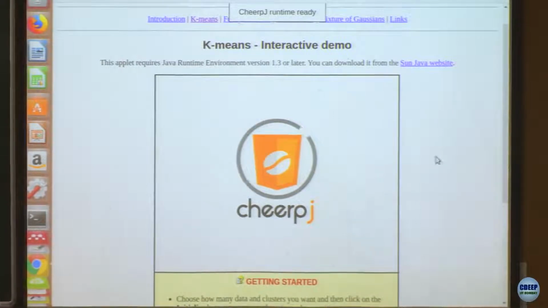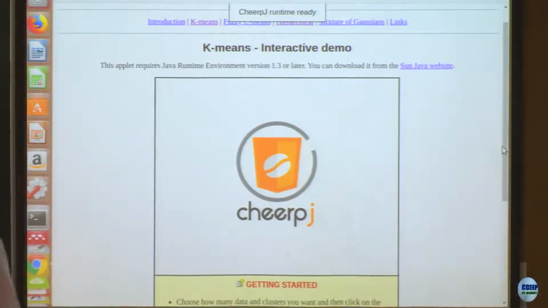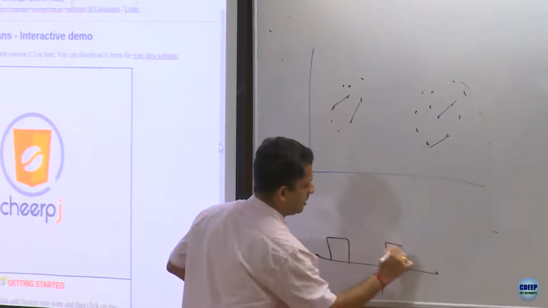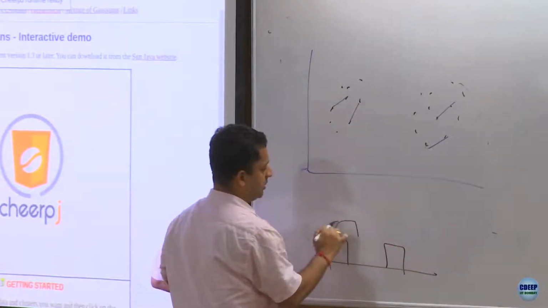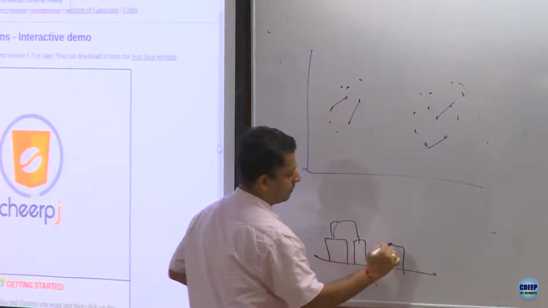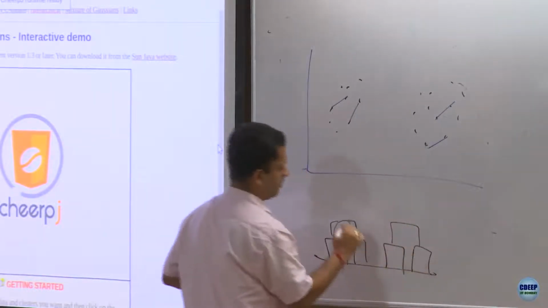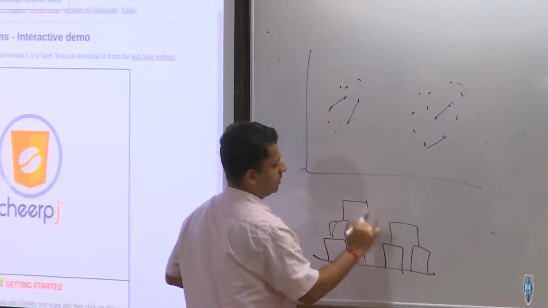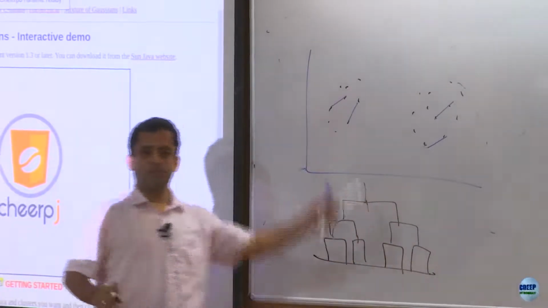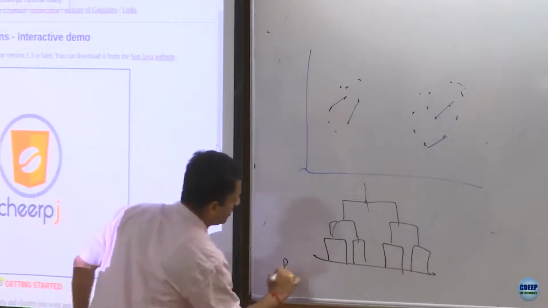It's taking time to load. Nevertheless, what this bottom-up clustering does is it collects pairs of points, one pair at a time, right? And this is how it clusters. This is bottom up.